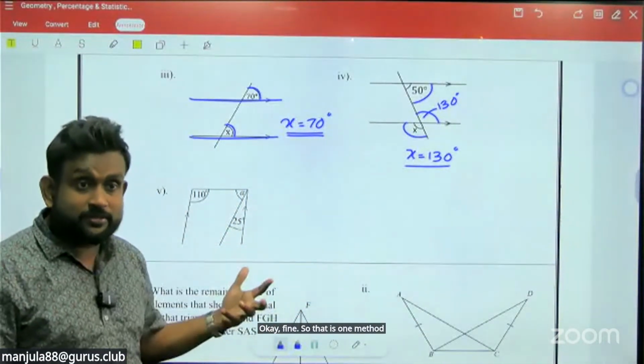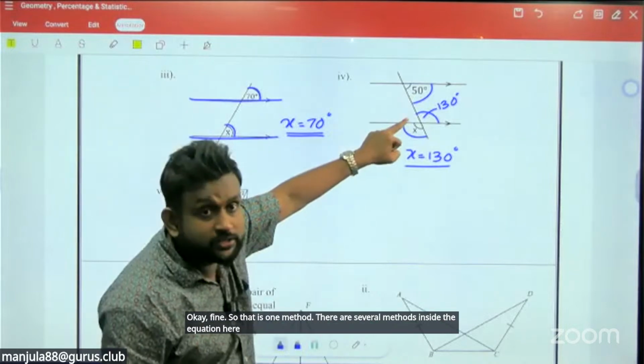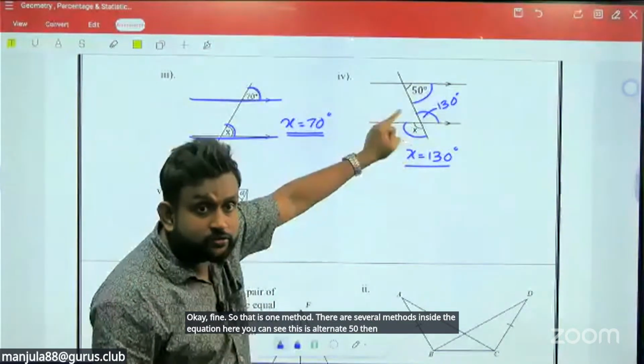There are several methods inside the question. Here you can see this is alternate 50. Then these two are again angles on a straight line.